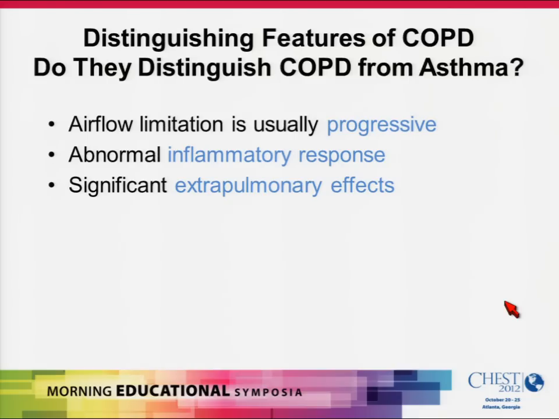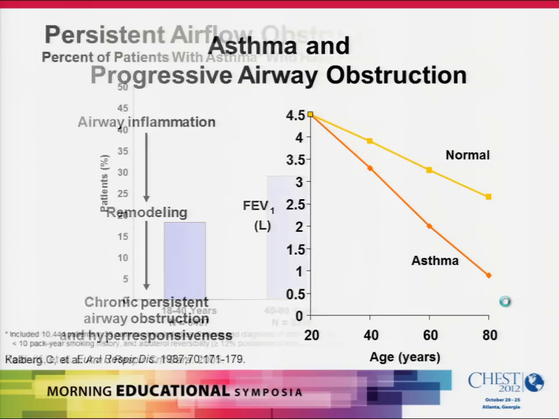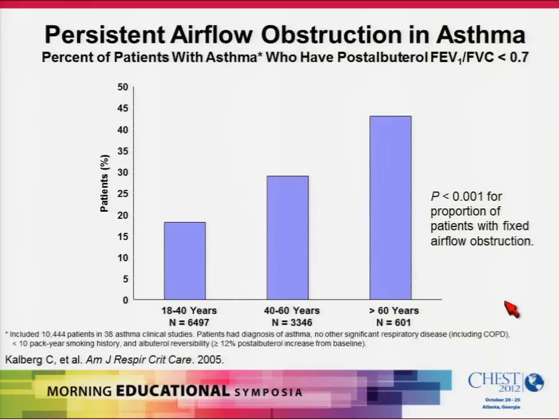Well, let's look at the opposite. What about asthma? Progressive disease? Absolutely. This has been shown even way back in the 1980s by this study from Peat, showing that normals versus a large asthmatic population have a greater decline. This was substantiated in the New England Journal. Langs et al. also showed very similar, both smokers and non-smokers with asthma have an accelerated decline. We know this is the feature of COPD.